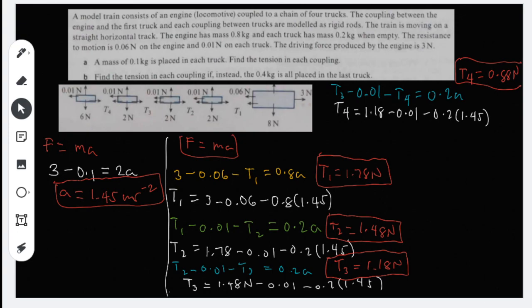And if we're going to include the last part, it will be T sub 4 minus 0.01 is equal to 0.6a. So this will be the last, this one. You can also compute for T sub 4 there.